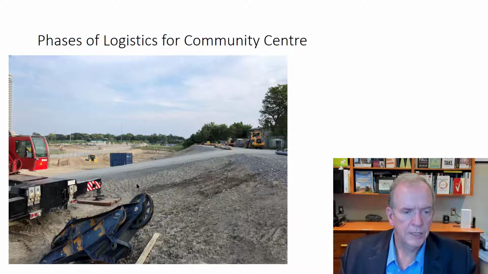This is a community center that was being built. We talk about temporary roads. So this road here was temporarily built. This ramp was temporarily built so that the pilings could be put in along here.